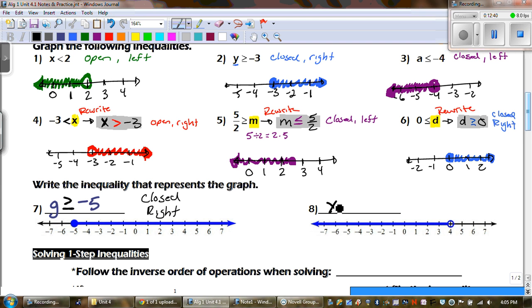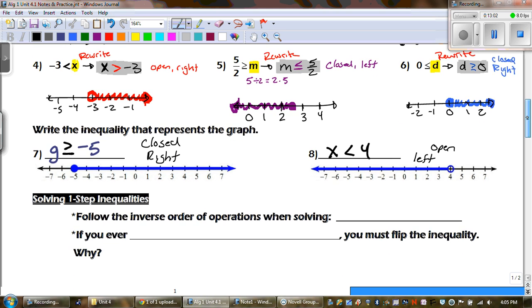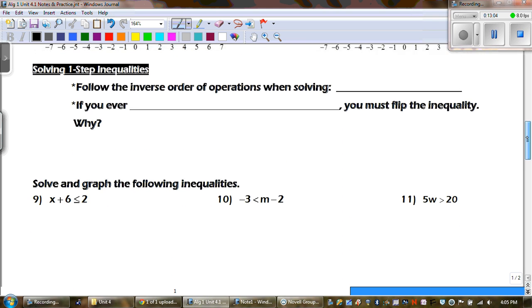Now remember, you guys could have picked any variable. It doesn't matter. But you got to ask yourself, is it open or closed? And it's open, and we shade to the left. So open and to the left is the less than symbol, and it's less than 4. All right, moving on down.